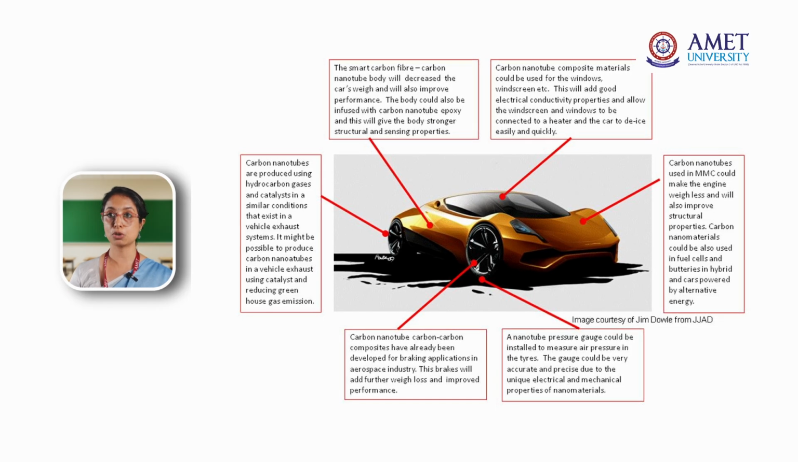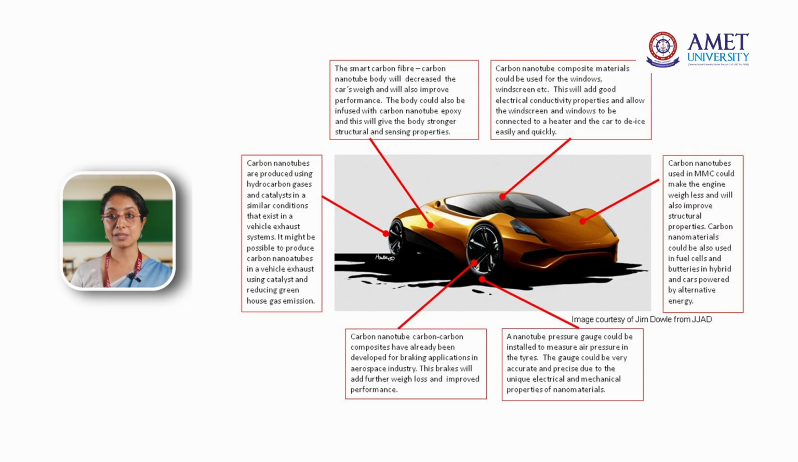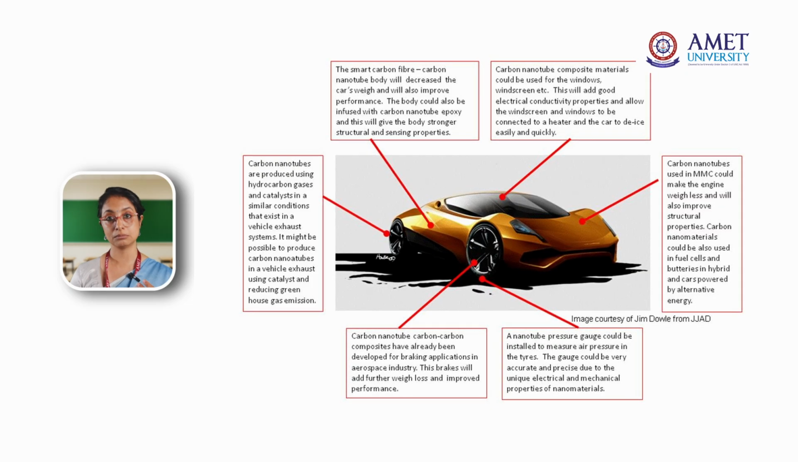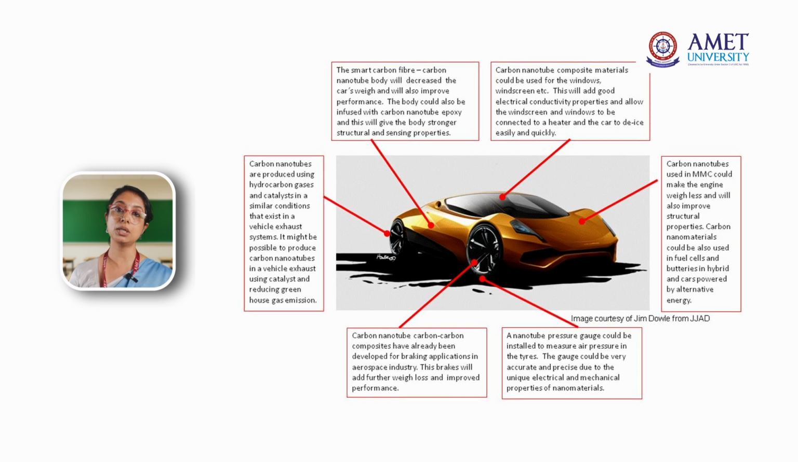The carbon nanotubes are also embedded into the exhaust pipe of this car, and this helps in converting the carbon emissions into a better form, reducing the carbon footprint or reducing the greenhouse gas emission.